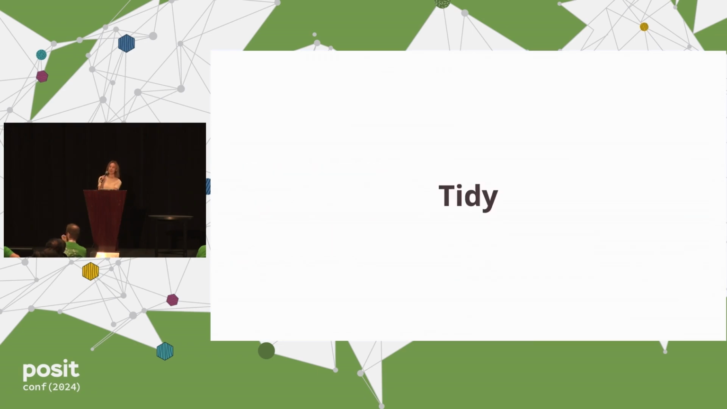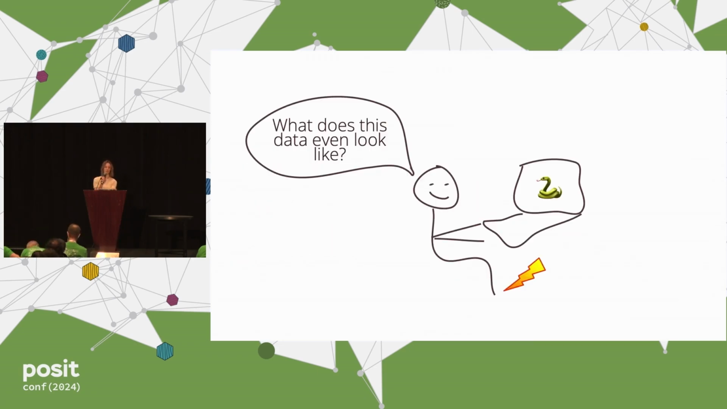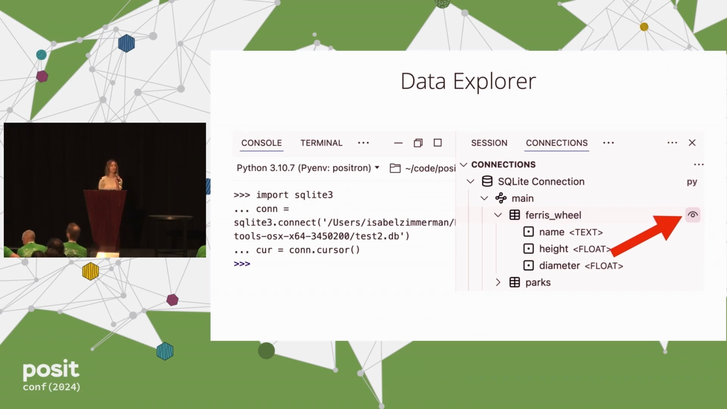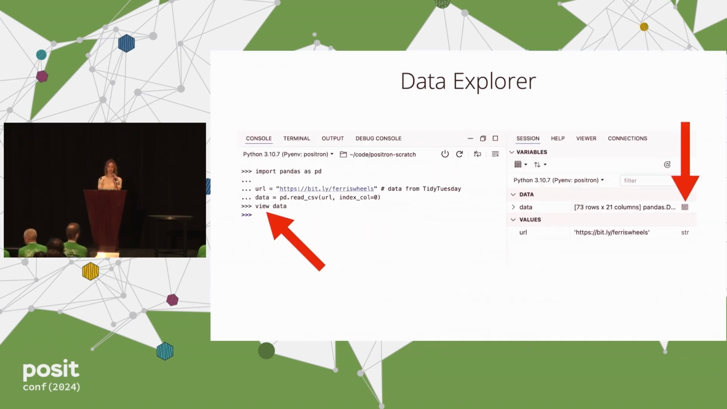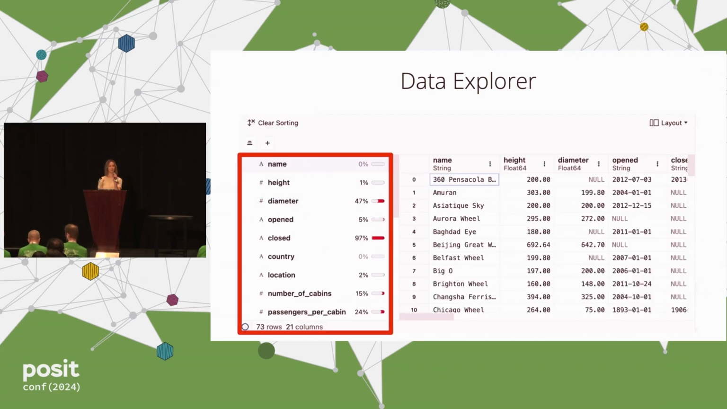With some data in hand, you're probably going to want to tidy it up. And the first question you're probably asking yourself is, what does this data even look like? There's a few different ways that Positron allows you to explore your data. If you're viewing data from a database, there's this little eye that pops up if you hover. Or there's a table that shows up in the variables pane, and you can even just type view data in your console. All three of those locations will bring you to the Data Explorer.